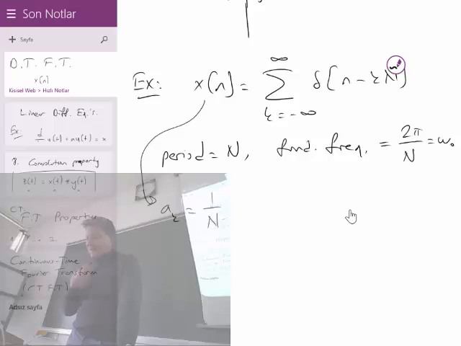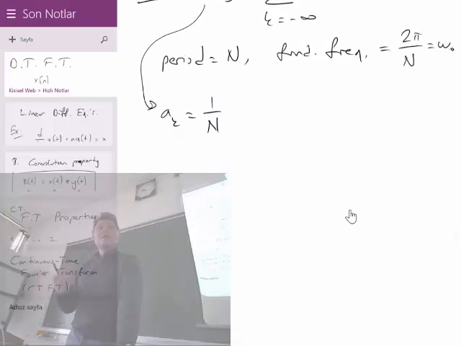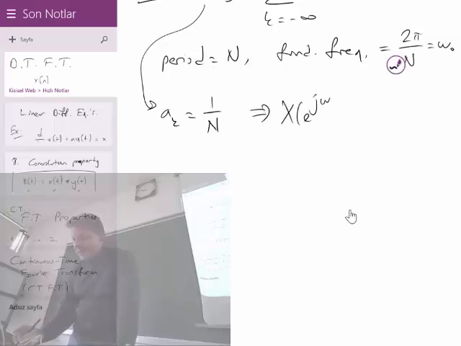Now from here, what sort of an extension can we think of? If they are all 1 over capital N, how can we plot them? How can we represent or express the Fourier transform?